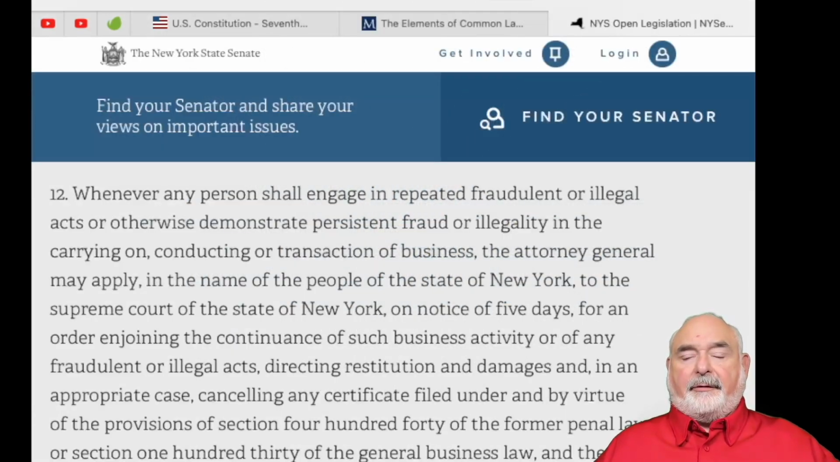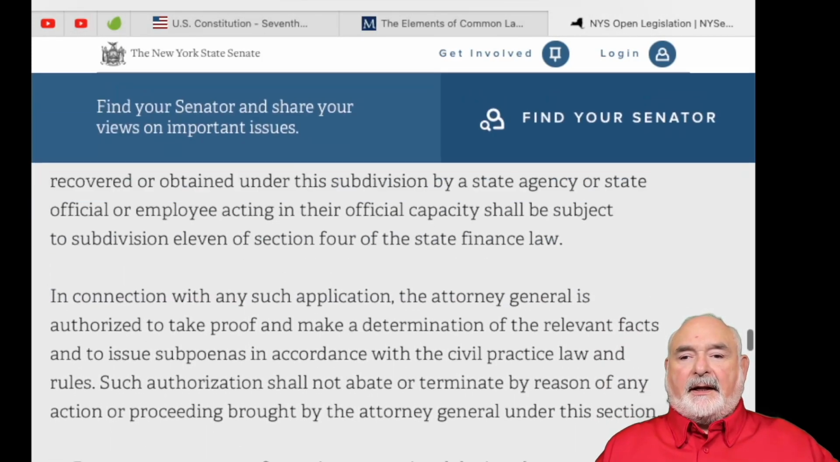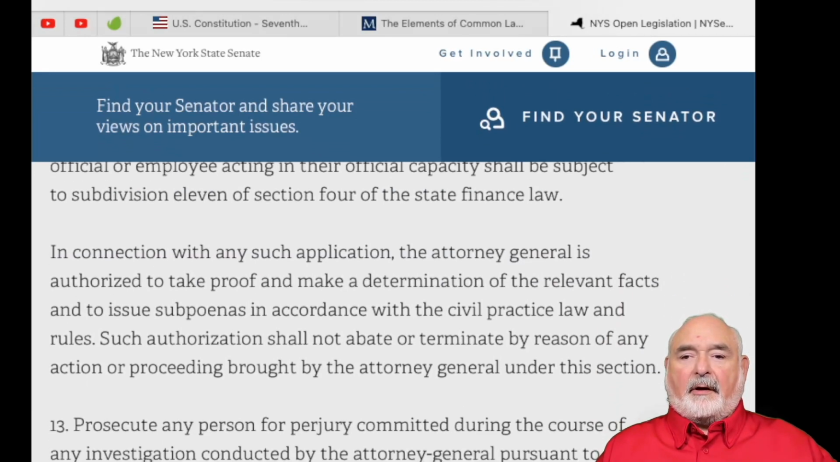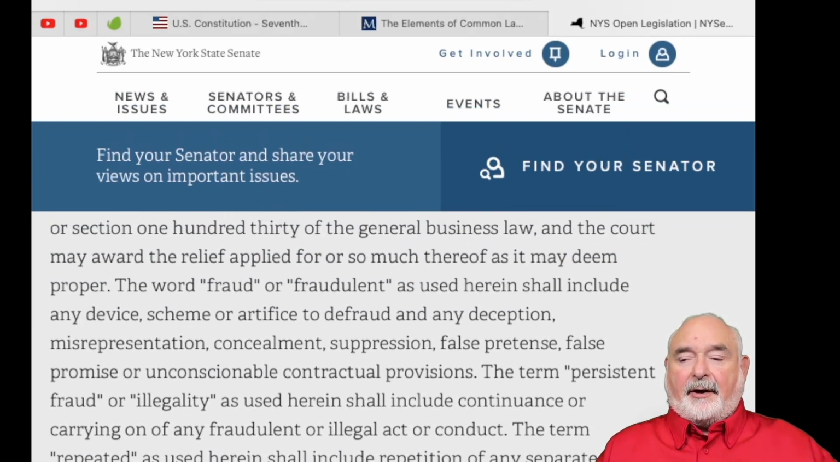So here is the statute under which this case is being brought. It is New York Executive Law 63, paragraph 12. Whenever any person shall engage in repeated fraudulent or illegal acts, all of that. And you can tell it goes into a great deal of detail about all of the things that might be fraudulent. In connection with any such application, the Attorney General is authorized to take proof and make a determination of the relevant facts and issue subpoenas in accordance with civil practice law. So it's a very broad-ranging statute, but the key here is that it's a statute.